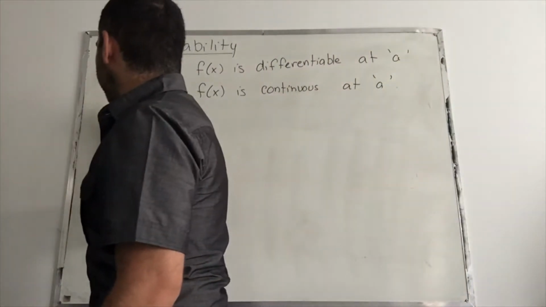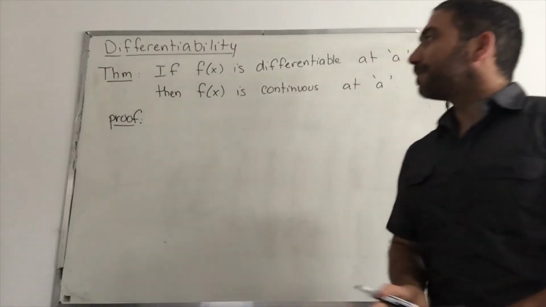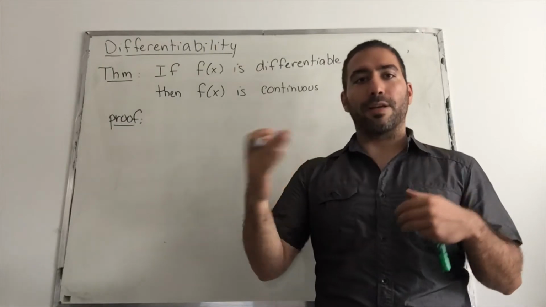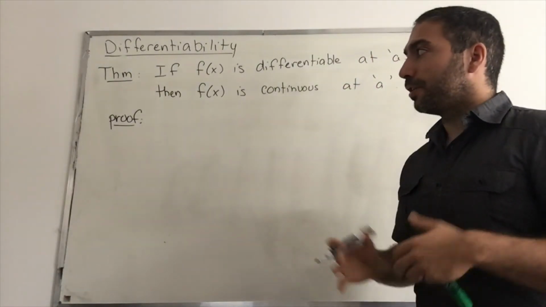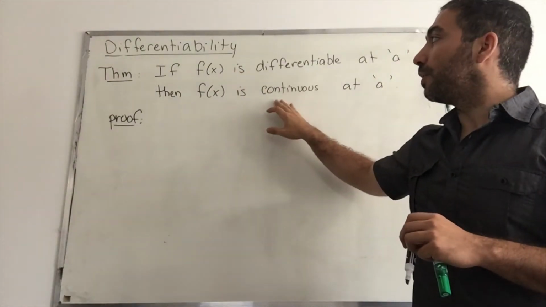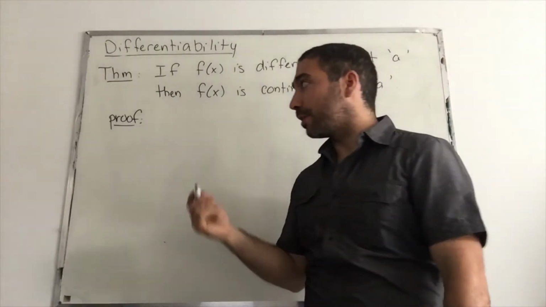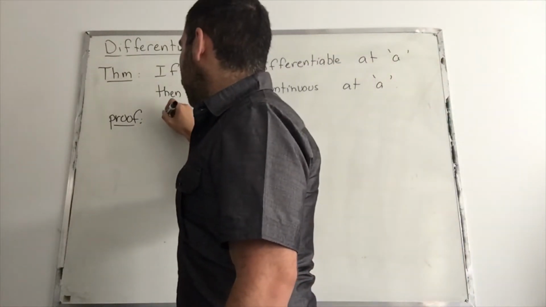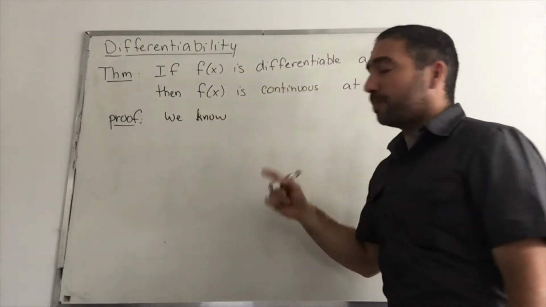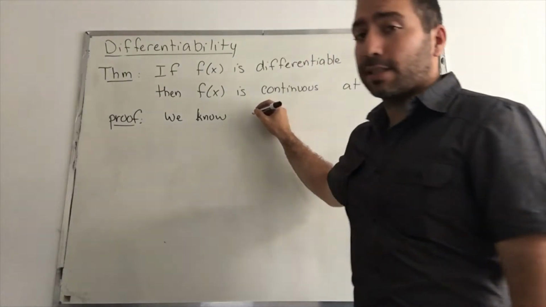Proof. The issue with proofs is knowing how to start. There's no systematic way to prove a statement. You're essentially just trying to build from what you know and obtain the conclusion. We know that f of x is differentiable. That's information that's given, and we're allowed to use that, meaning that we can use the fact that f prime of a exists.